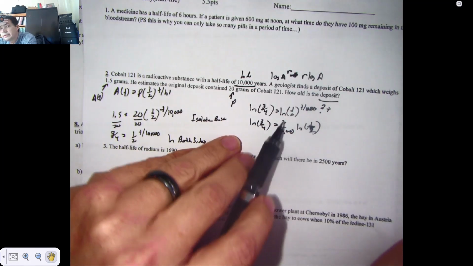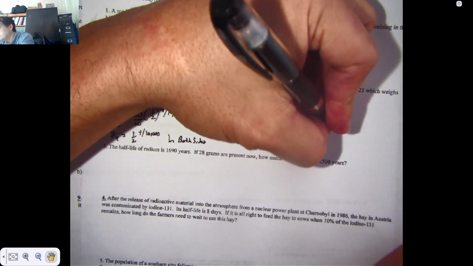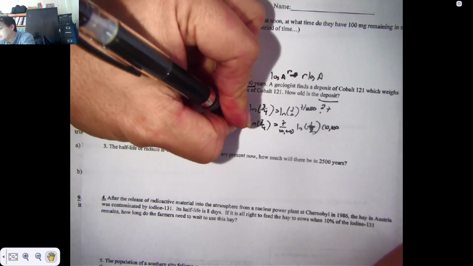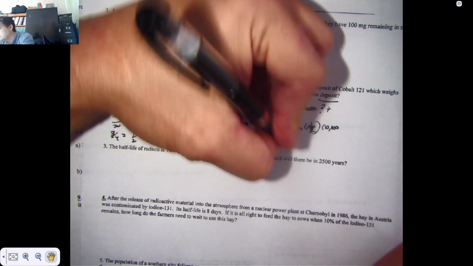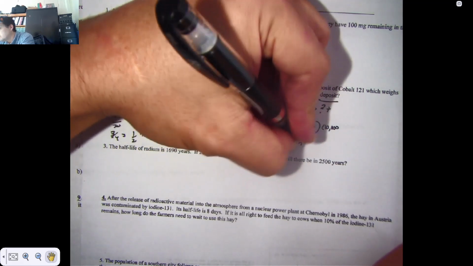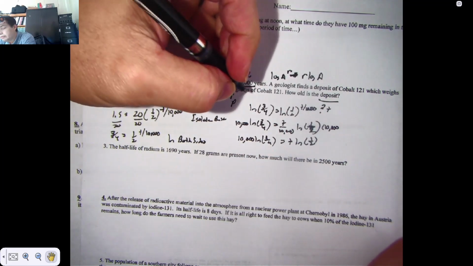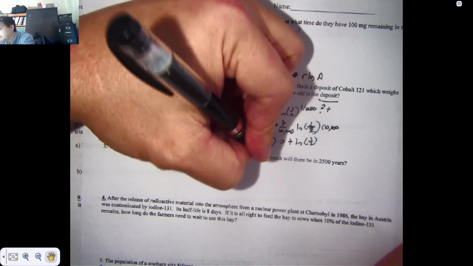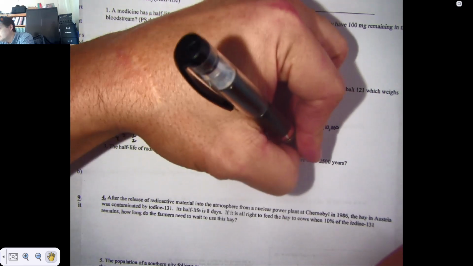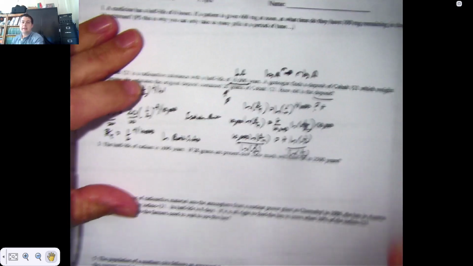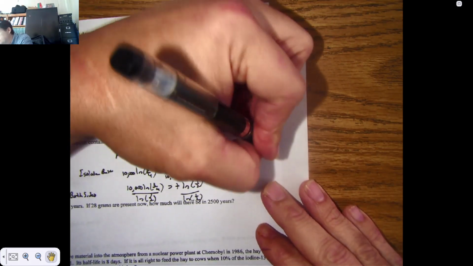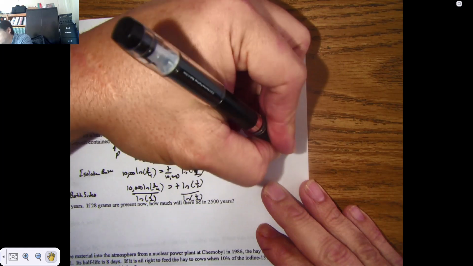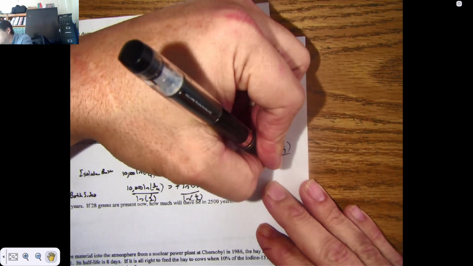Now we can go through the process of isolating t. We can multiply both sides by 10,000. And then we can divide both sides by the natural log of 1/2. And that'll give us our time. The time is 10,000 natural logs of 3/4 divided by the natural log of 1/2.